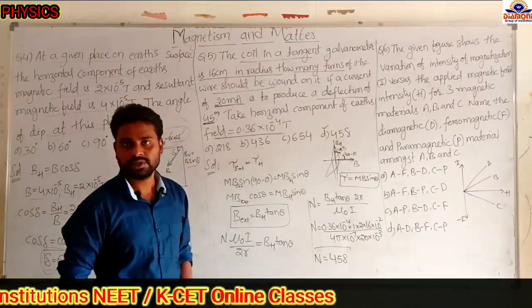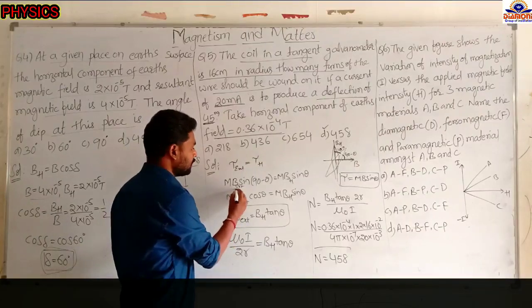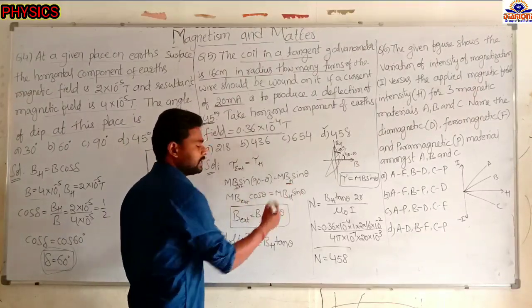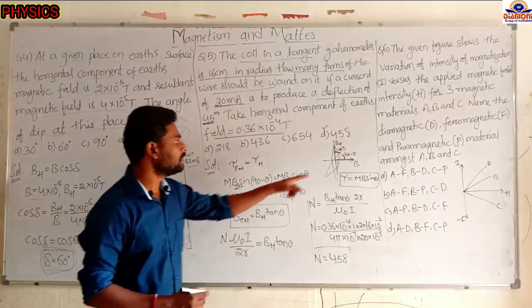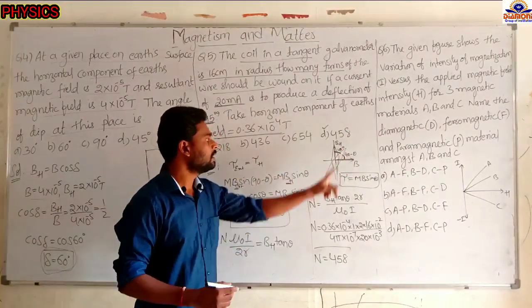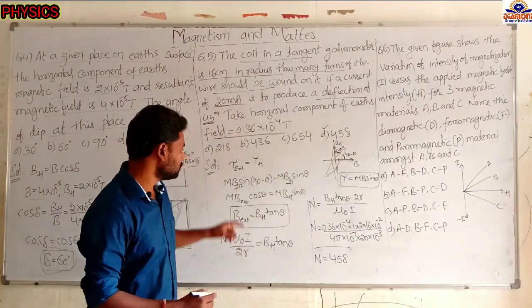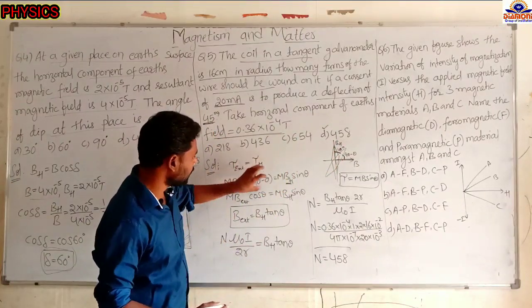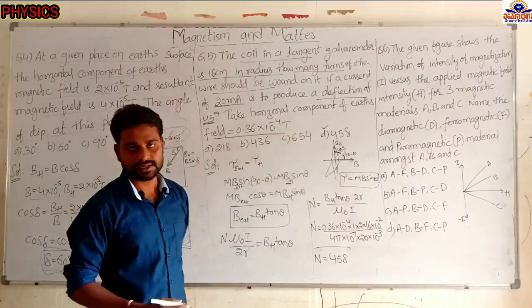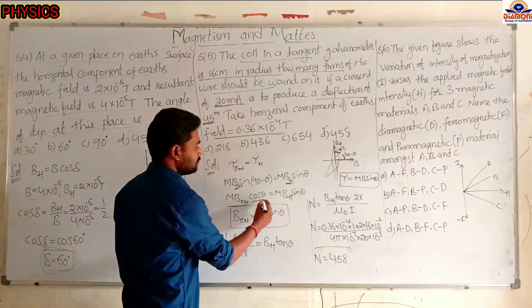This torque is due to the horizontal component of the earth's magnetic field. That's why I kept the external magnetic field here and the horizontal component of the earth's magnetic field here. The compass makes an angle of 90 minus theta with the external field, and the horizontal component makes the angle theta. Now m B external into sin(90 minus theta) is nothing but cos theta.